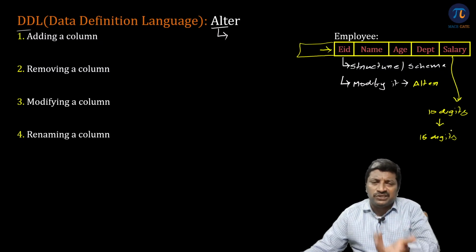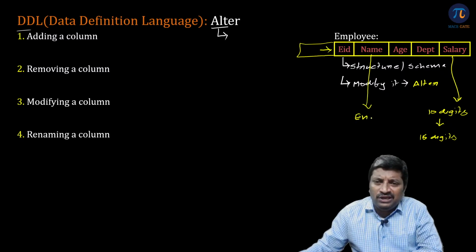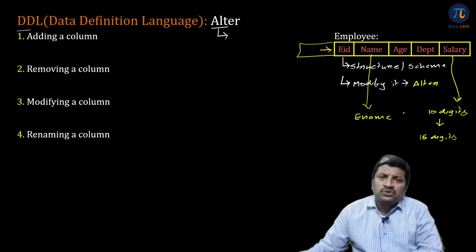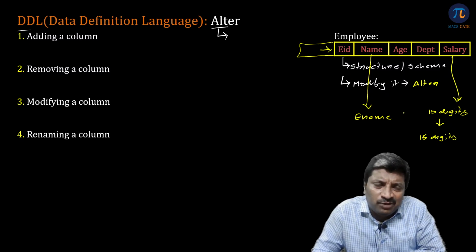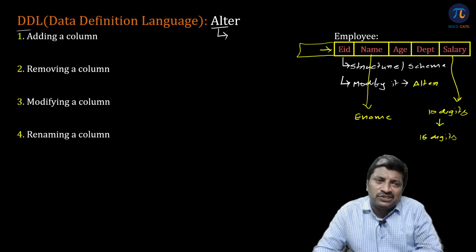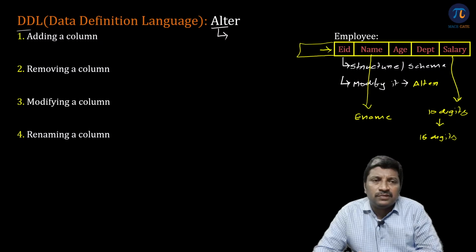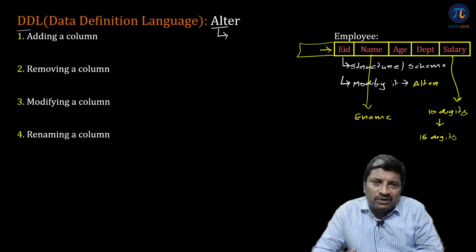15 digits or 16 digits. Renaming a column. Instead of name, I suppose that you can have ename, employee name. So I want to change the name of the existing column. So these are the frequently used alterations for relations. Let us discuss one by one.